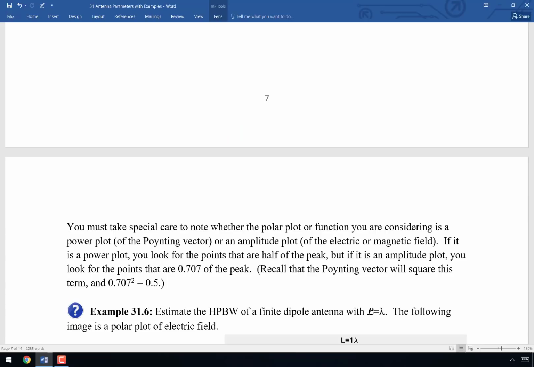Now let's take special note of something. I'm going to really draw your attention to this because it will get people every time on the final exam. You have to take special care to note whether the polar plot or function you're considering is a power plot, in other words of the Poynting vector, or an amplitude plot, which is to say the electric or the magnetic field. If it's a power plot, then you set it to 1/2 because you want 1/2 of the power. But if it's just the electric or magnetic field, remember that the power is proportional to E squared.